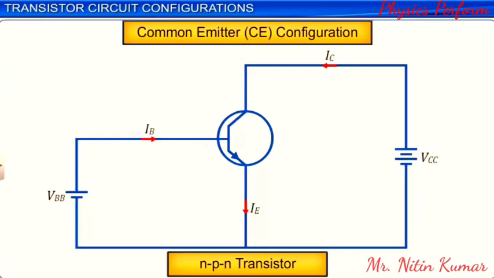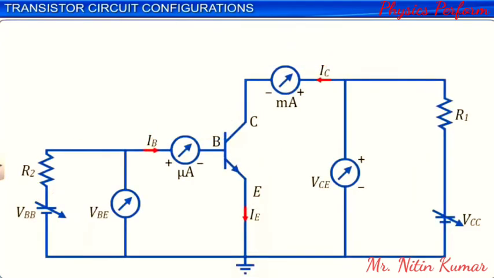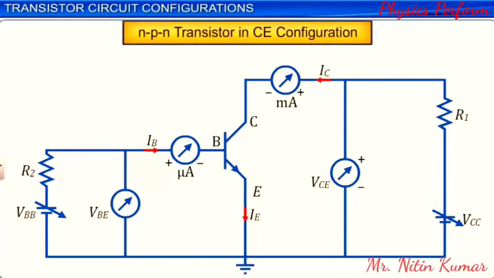The circuit to study the input and output characteristics of an NPN transistor in the common emitter configuration is as shown. In the common emitter configuration, the input is between the base and the emitter, and the output is between the collector and the emitter. The variation of base current, IB, with the base emitter voltage, VBE, is referred to as the input characteristics, and the variation of collector current, IC, with the collector emitter voltage, VCE, is referred to as the output characteristics.